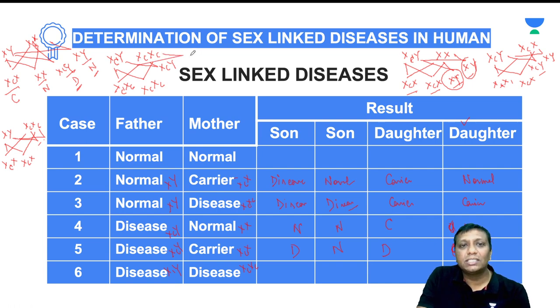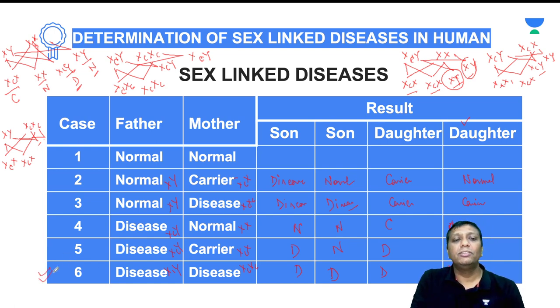And again here is XCY. XCY is what? Disease son. So out of four, two daughters, two sons, and everyone is diseased. D, D, D, D, D, D, D, and D. So it's disease, disease, disease, and disease. So 100%. And that is the reason for the conclusion: this marriage is not good.